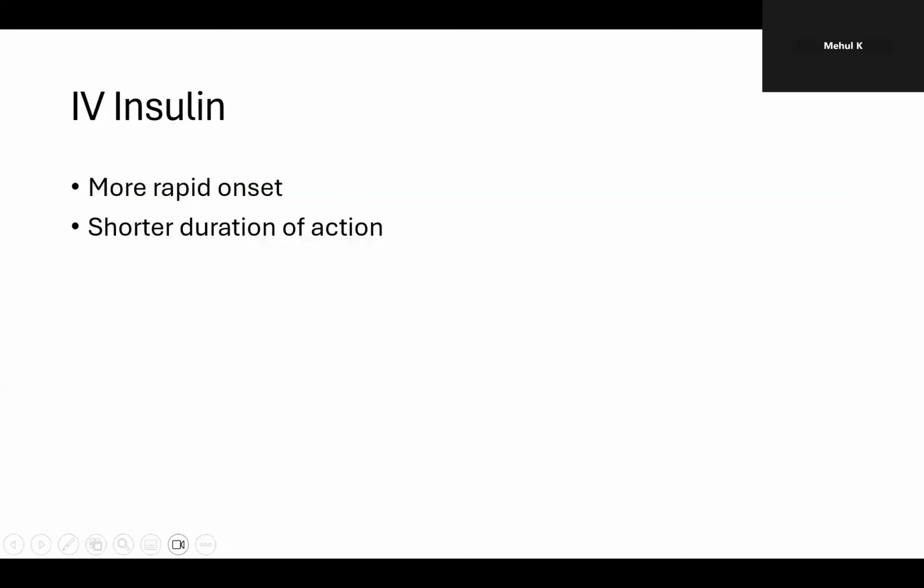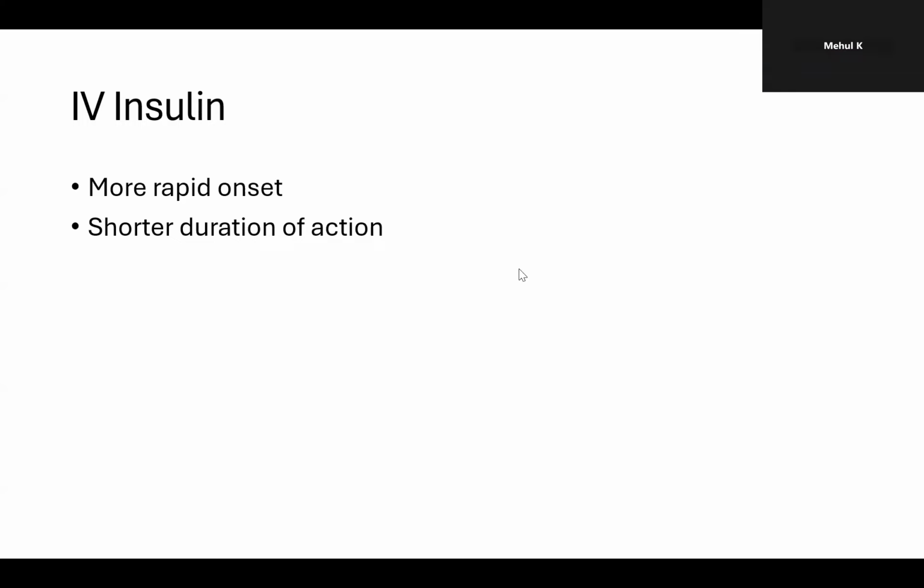One thing you have to remember is that regular insulin is the only insulin here that is actually given IV. If you give regular insulin IV, it will have a more rapid onset of action, but also a shorter duration of action. This is why, when you put a patient on an insulin infusion for DKA, you always overlap with basal insulin for a couple of hours before you stop the infusion, because IV insulin has a very, very short duration of action.